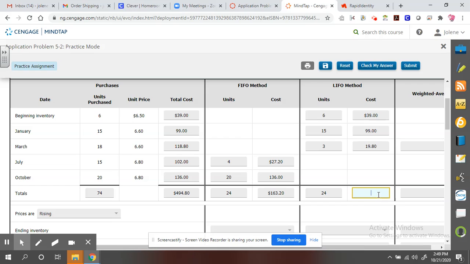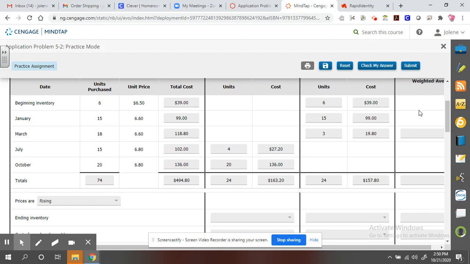So I add this column. I had 39 and I had 99, and 3 times the 660. Yep. Okay. It's good to go back and check your math. There's nothing wrong with going back and checking your math.